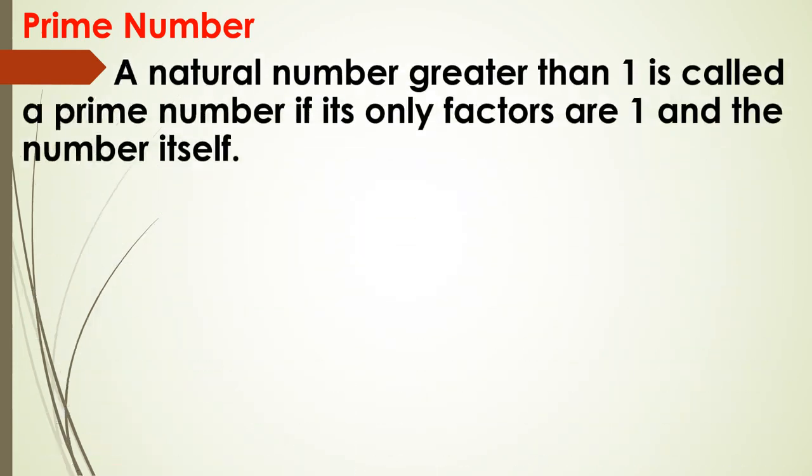Now next is prime number. Now listen to prime numbers very carefully. A natural number greater than 1 is called a prime number if its only factors are 1 and the number itself. Now all of you know how to find the factors. You have done many questions.